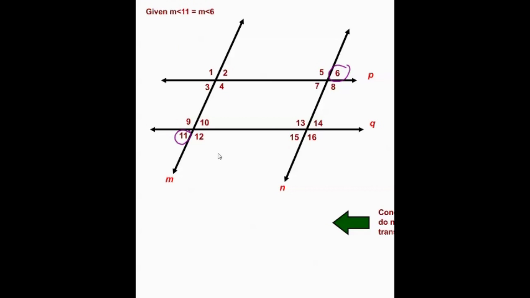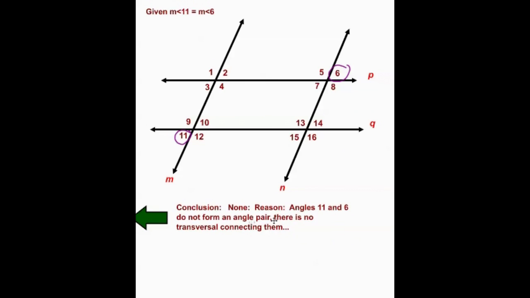I need to identify the transversal. Yikes. There isn't one. There is no line connecting 11 and 6. Nothing. Well, that pretty much ends it. If there's no transversal, we can't prove lines parallel for anything. So my conclusion is straightforward. None. Reason: angles 11 and 6 do not form an angle pair. There is no transversal connecting them.